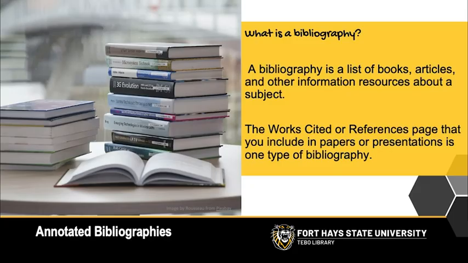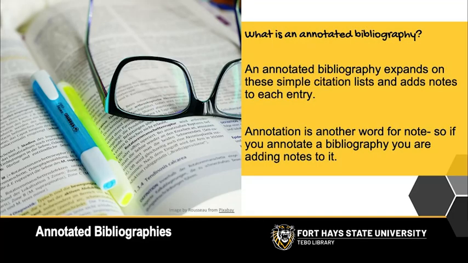What is a bibliography? A bibliography is a list of books, articles, and other information resources about a subject. The works cited or references page that you include in papers or presentations is one type of bibliography. What is an annotated bibliography? An annotated bibliography expands on these simple citation lists and adds notes to each entry. Annotation is another word for note, so if you annotate a bibliography, you are adding notes to it.